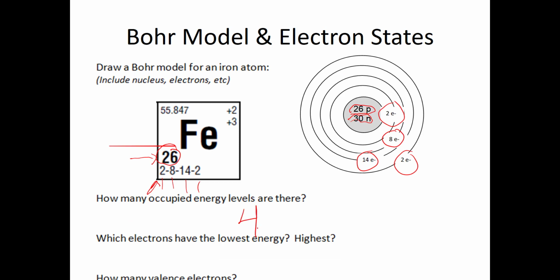Which electrons have the lowest energy? So when we talked about principal energy levels, principal energy number 1 or principal energy number 4, which one of those has the highest value? So number 1 has the lowest, so the lowest energy is going to be the one on principal energy level number 1. And the highest amount of energy is going to be on principal energy level number 4.